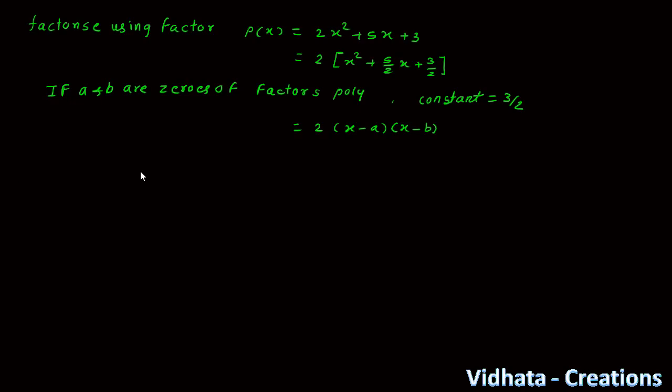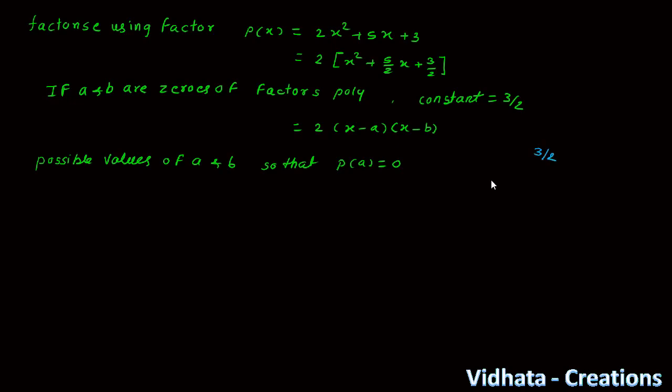Let us find what could be the possible values of a and b, so that the value of the polynomial will be equal to 0. Such possible values of a and b we will search. For that you have to look at the constant term. Your constant term is 3 by 2.